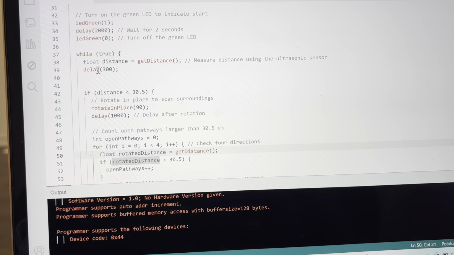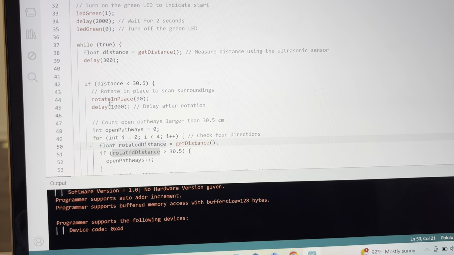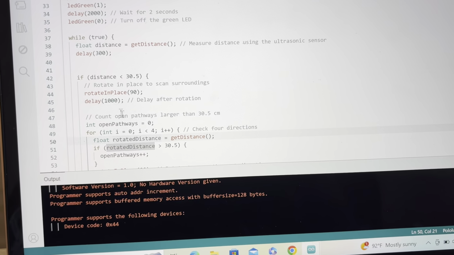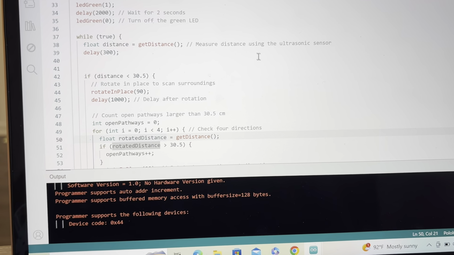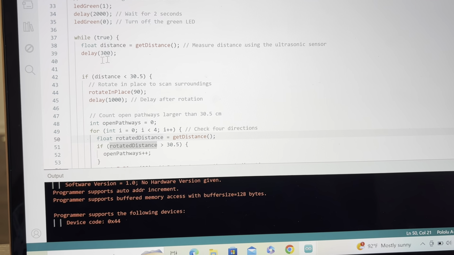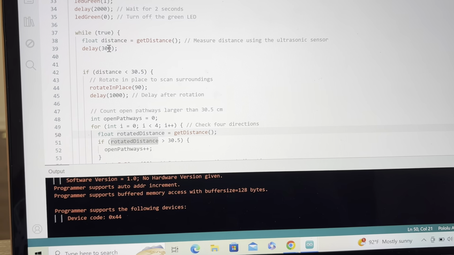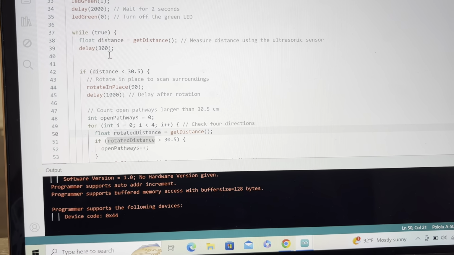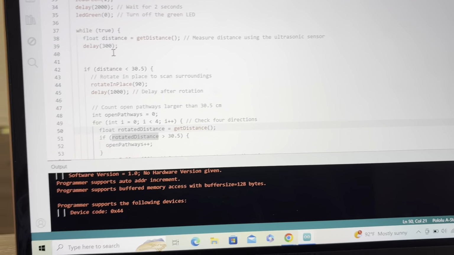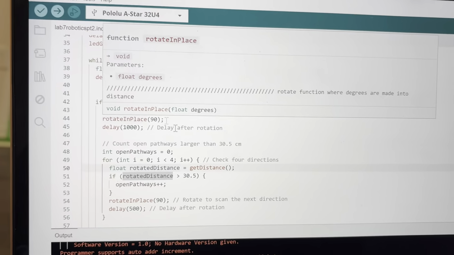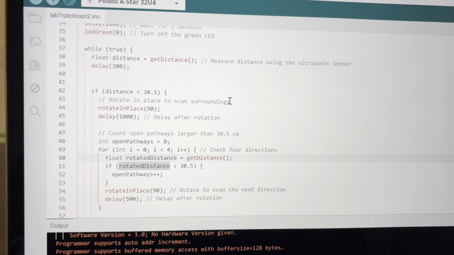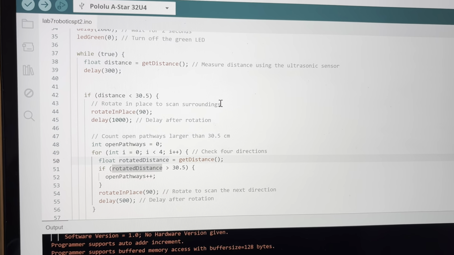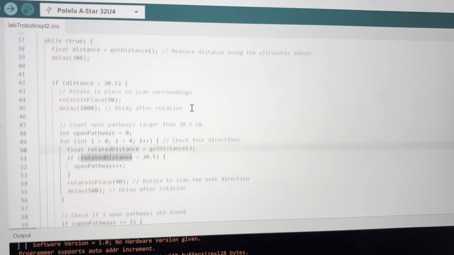Then over here I have my while loop for the algorithm, and I have my float distance, get distance, to measure the distance using the ultrasonic sensor, and then this delay of 300 milliseconds. Every 300 milliseconds it will pick up a reading. And over here I have my if else. If the distance is less than 30.5, it will rotate in place 90 degrees in order to scan the surroundings.